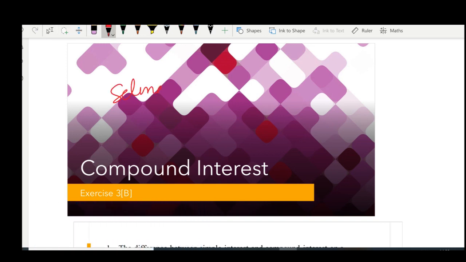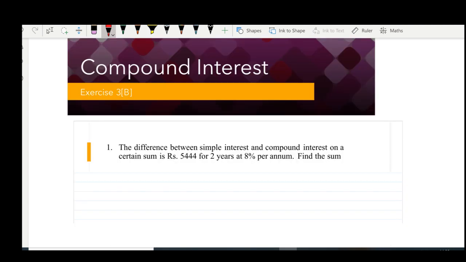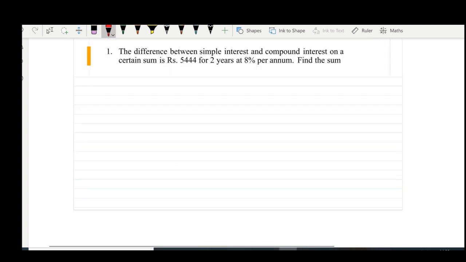Selina Concise Mathematics. So this is the latest edition. We are going to discuss exercise 3B. The first question is: the difference between simple interest and compound interest is given.